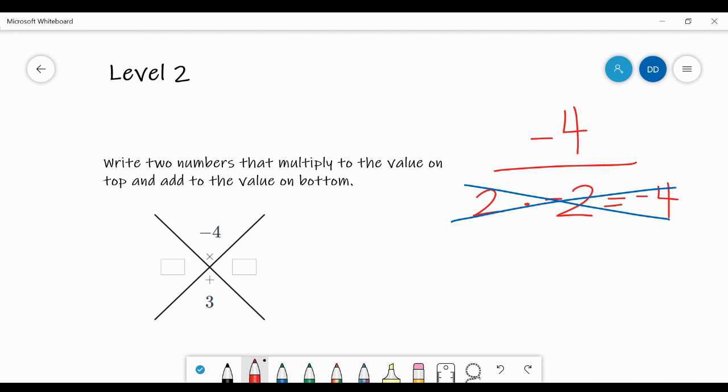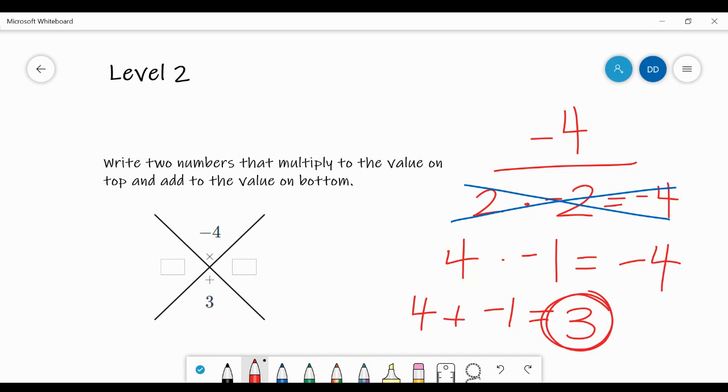Now another combination is 4 and -1. When we multiply those, we get -4, so that's good. And then when we add them together, we get +3. So remember, 4 plus -1, different signs you subtract. Keep the sign of the larger number. So that number is going to be 3. So this is the pair that we want. So you can put 4, you can put -1, that works.